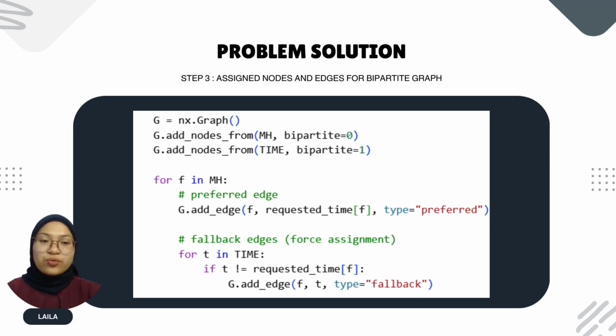Step 3. Assign nodes and edges for a bipartite graph. The code simulates aircraft departure scheduling using a bipartite graph. MH, which is flights, and time are defined as two separate groups. Each aircraft is connected to its preferred departure time. Backup edges represent alternative available time slots. These alternatives help resolve conflicts when the preferred time is unavailable. The scheduling system can detect conflicts and reschedule flights accordingly.